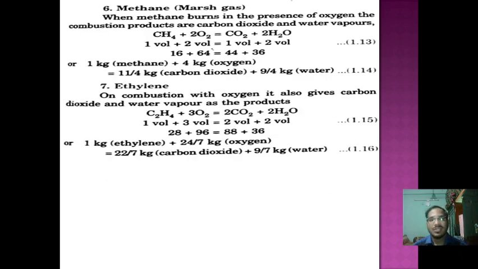Next, the sixth one is methane, marsh gas. Methane is also called marsh gas. When methane burns in the presence of oxygen, the combustion products are carbon dioxide and water vapor. Here 1 kg of methane we are using plus 4 kg of oxygen to produce how much quantity? 11 by 4 kg of carbon dioxide we are producing here, plus the remaining 9 by 4 kg of water vapor we are producing.